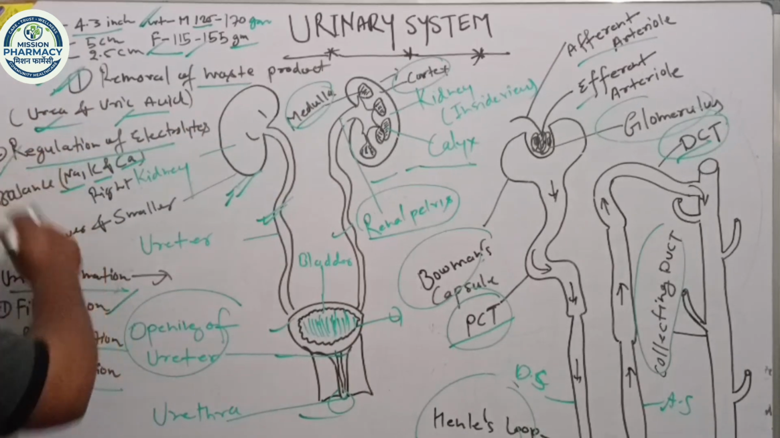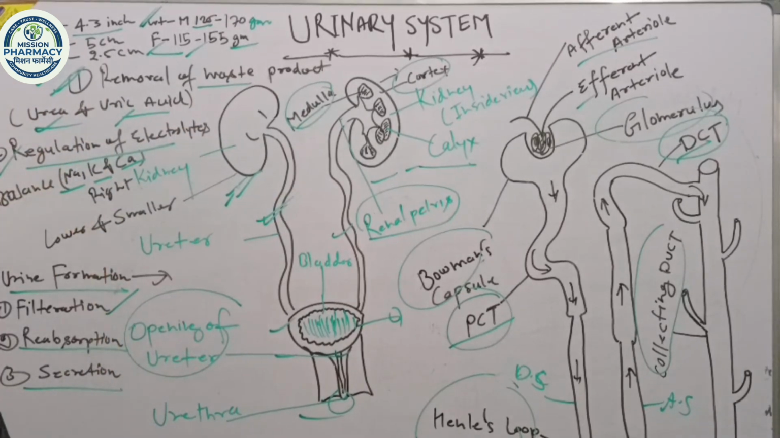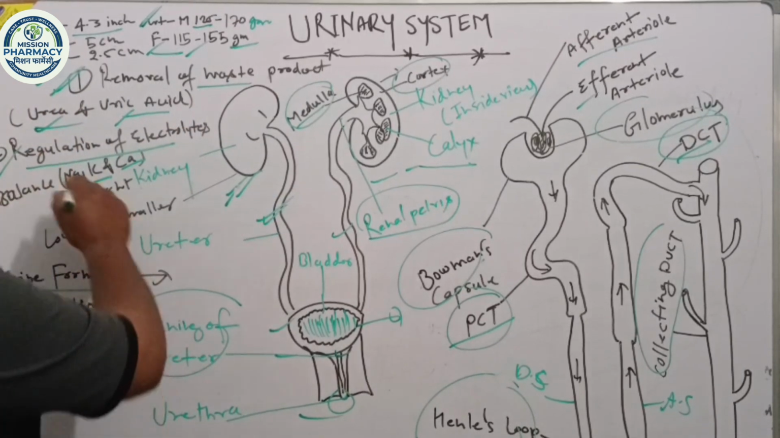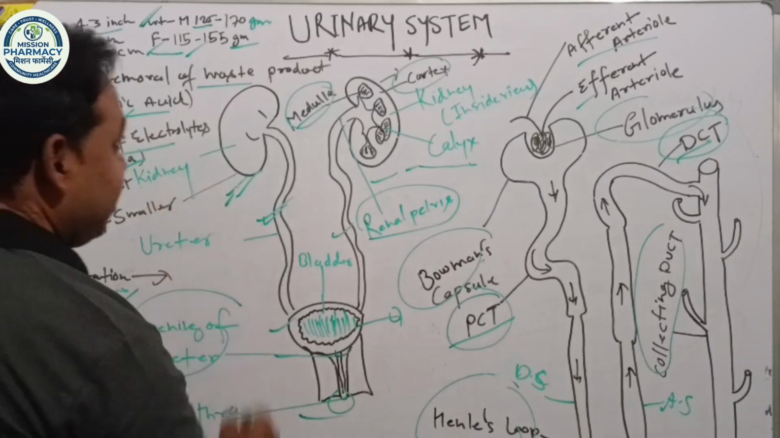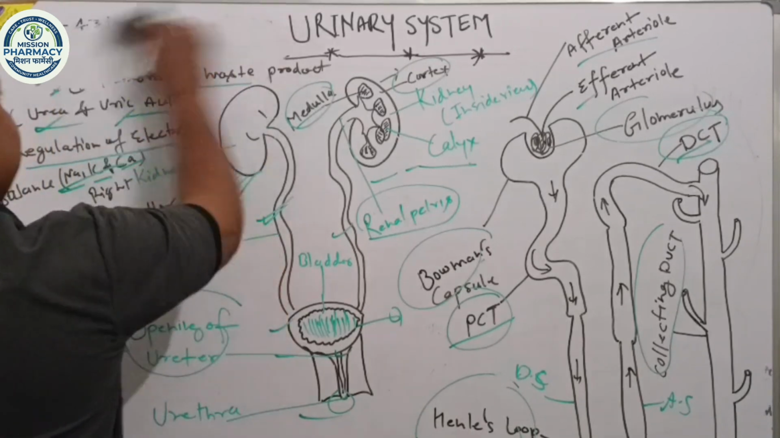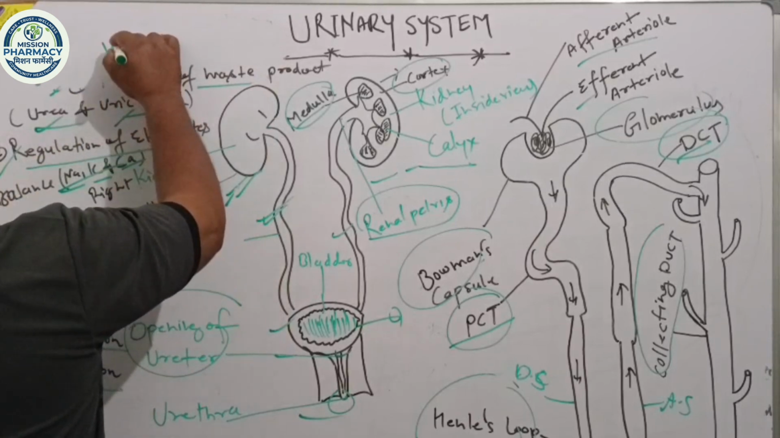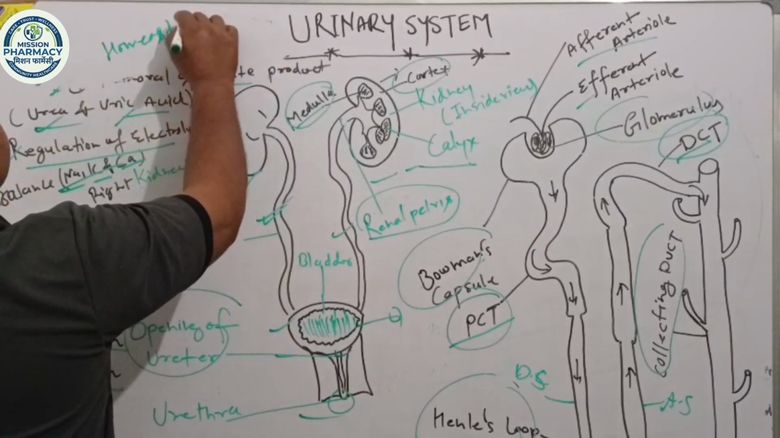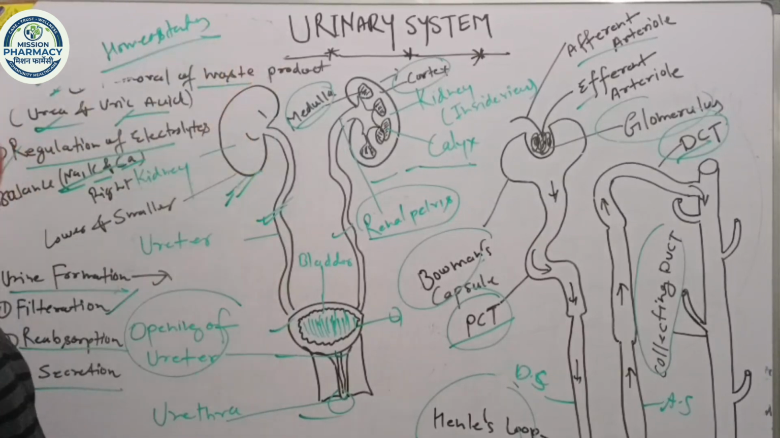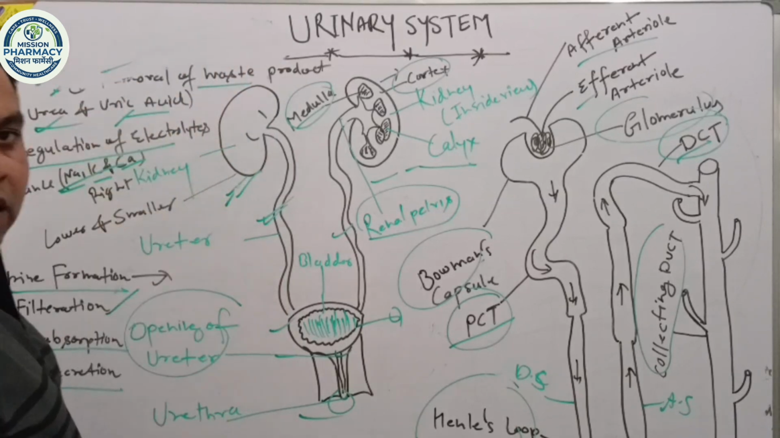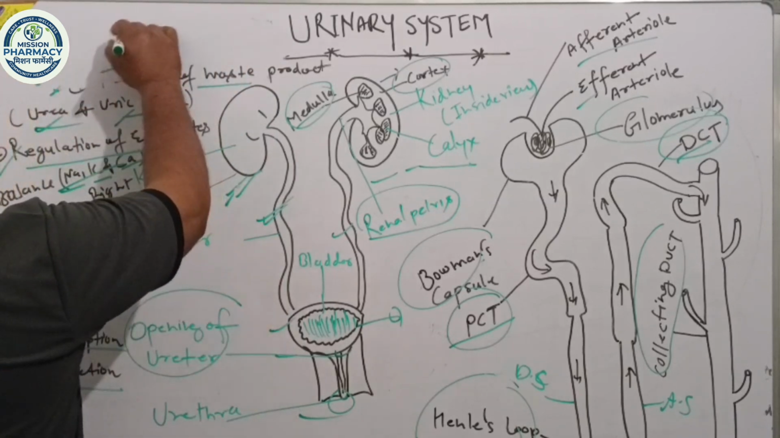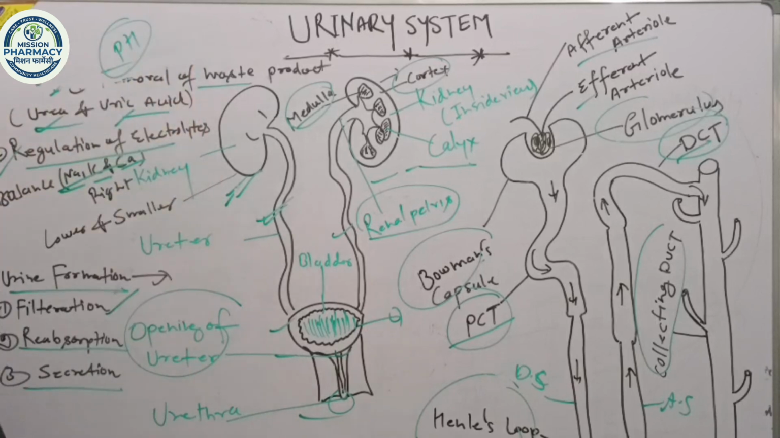The second one is the regulation of electrolytes, that is sodium, potassium, and calcium. And another important function is homeostasis. Homeostasis is the balancing of your body. The urinary system also plays an important role in maintaining your body's pH.